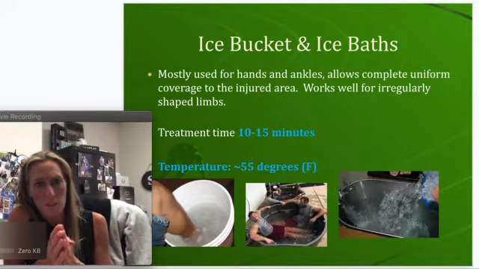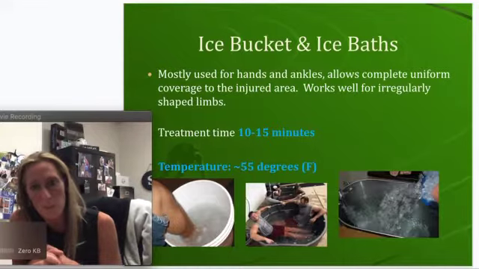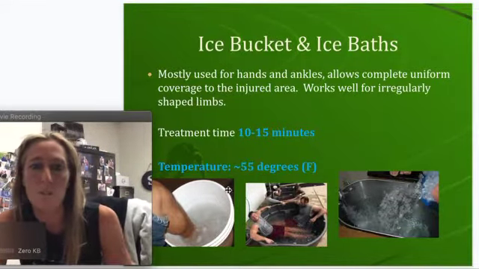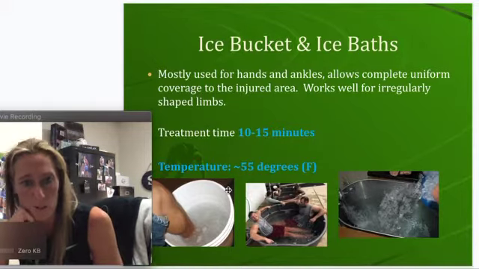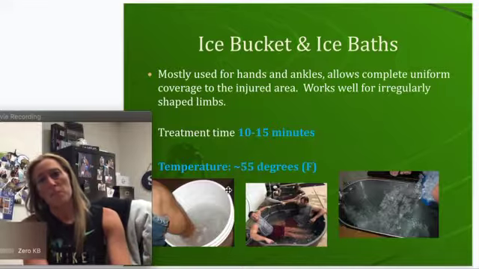An ankle is another one that's bony, with a lot of irregularly shaped bones there. If you can put your foot in an ice bucket like this person is doing here, that will be beneficial. Treatment time is 10 to 15 minutes. The temperature should be about 55 degrees.